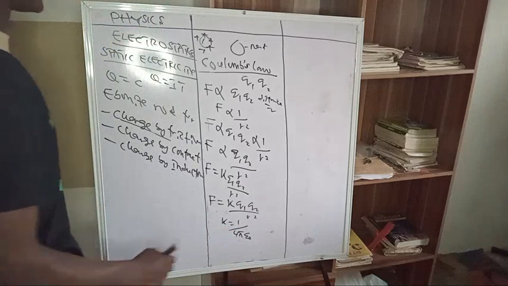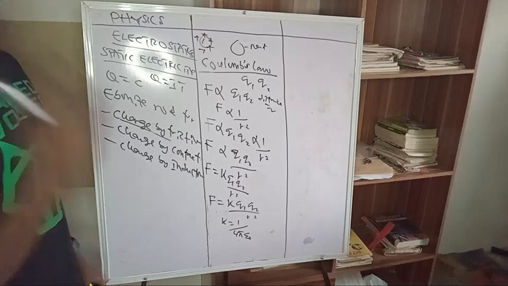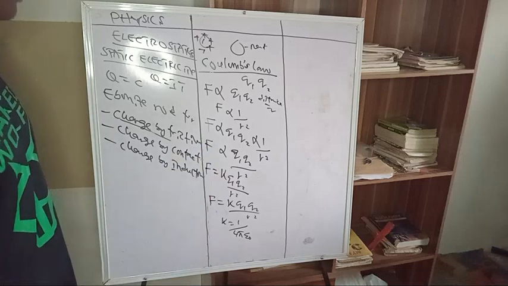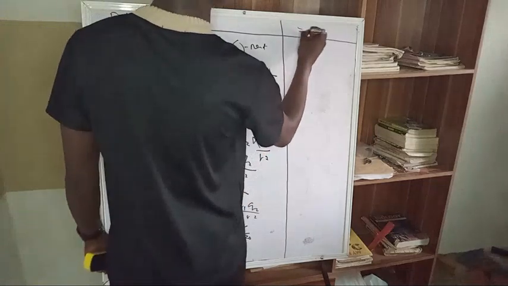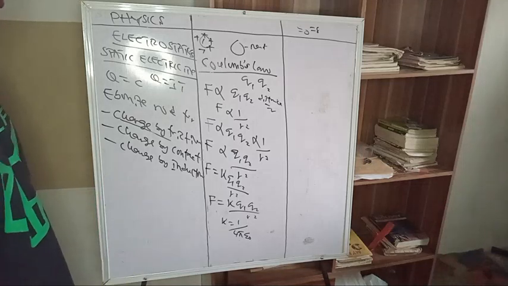So what is E naught? I told us that we have three kinds of permittivity. We have relative permittivity, we have absolute permittivity, and we have permittivity of free space. So permittivity of free space is given to be E naught is equal to 8.85 times 10 raised to the power minus 12 farad. Okay, so that is that.